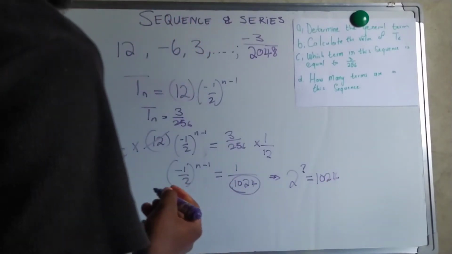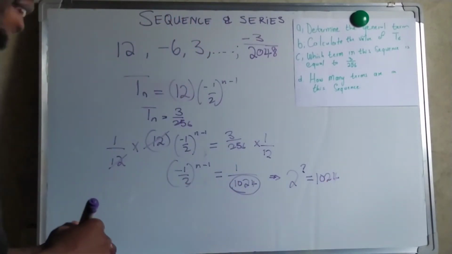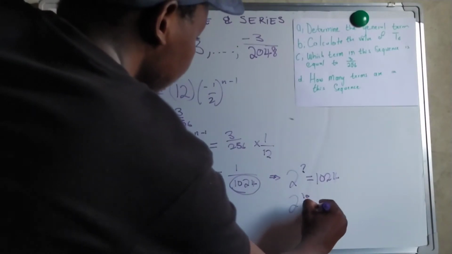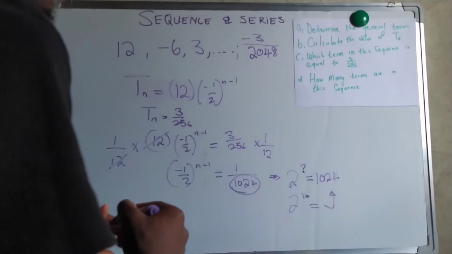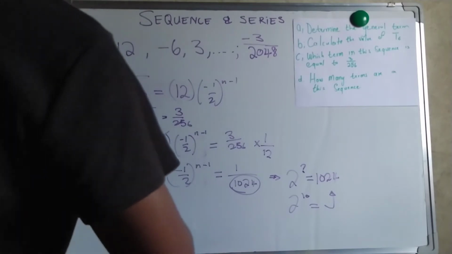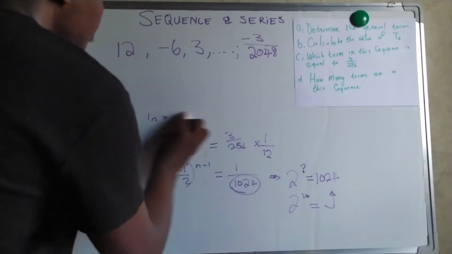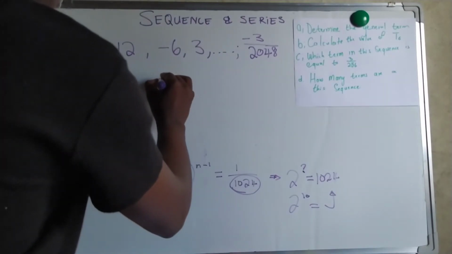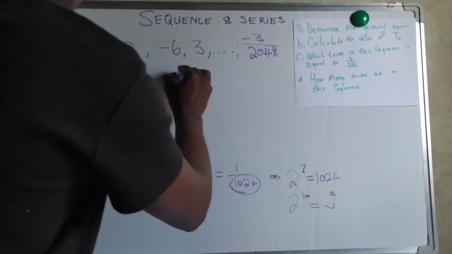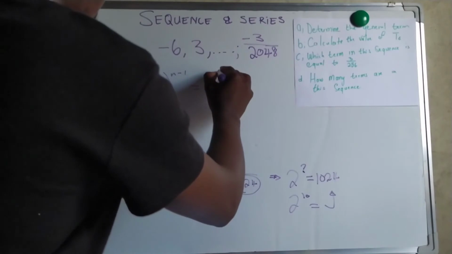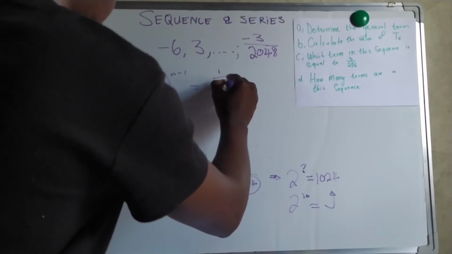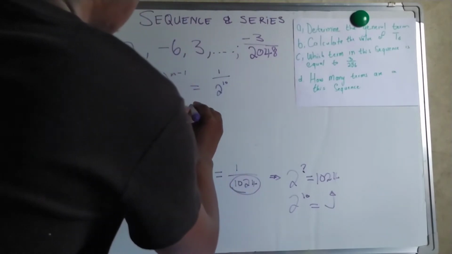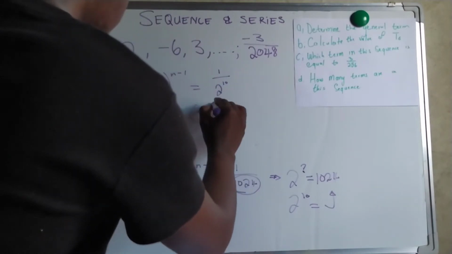Okay, so how much will that number be? You can just do trial and error. Then you'll find that 2 to the exponent 10 is equal to 1024. Okay, let me just erase. And then what we'll do is we'll say negative half to the exponent n minus 1 is equal to 1 over 2 to the exponent 10. Okay, this is the same as negative 2 to the exponent 10.